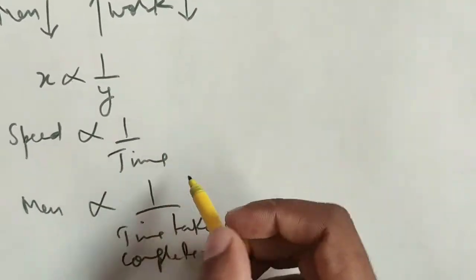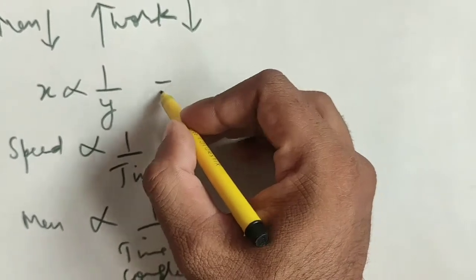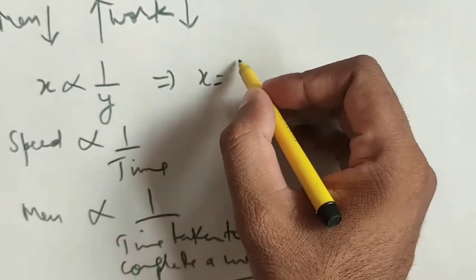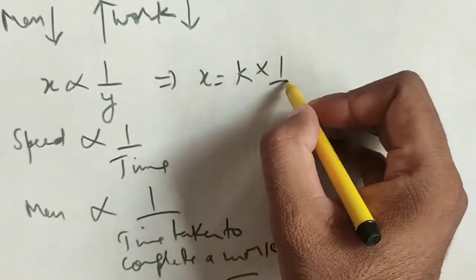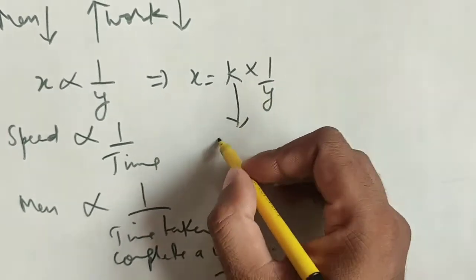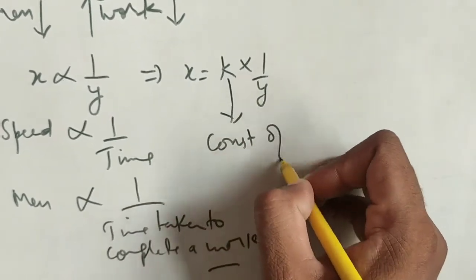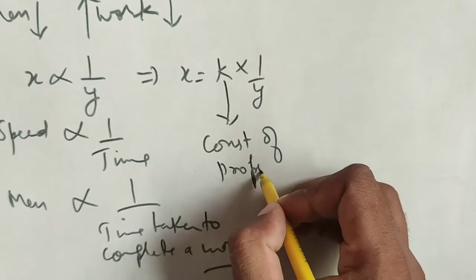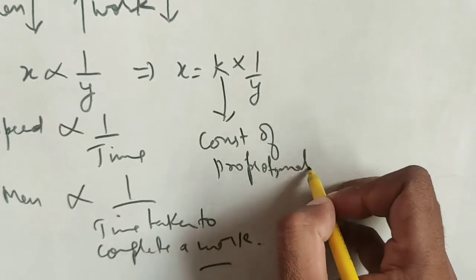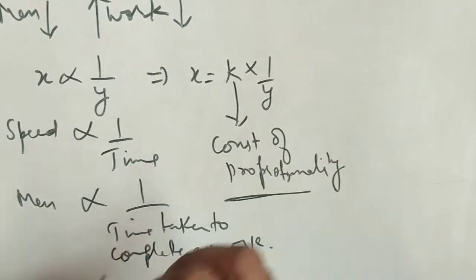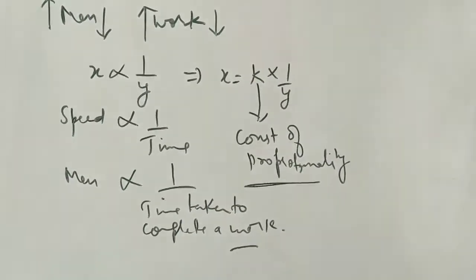And we have also done this type of thing, how to solve it. For this we have to introduce k. K is the constant of proportionality. Okay, so k is the constant of proportionality.